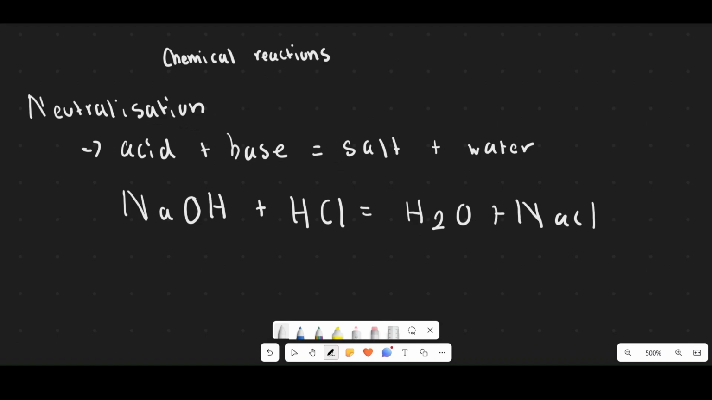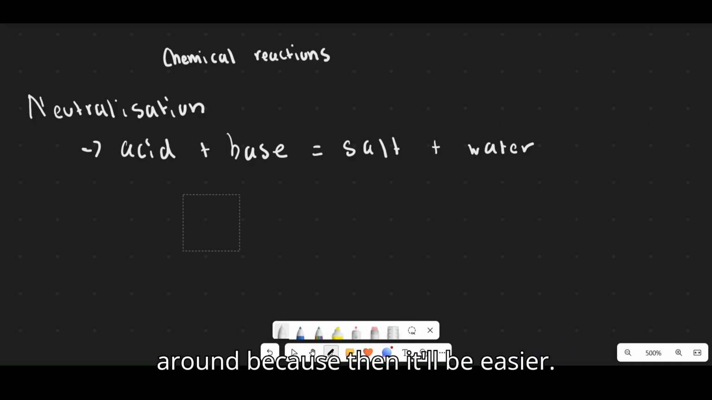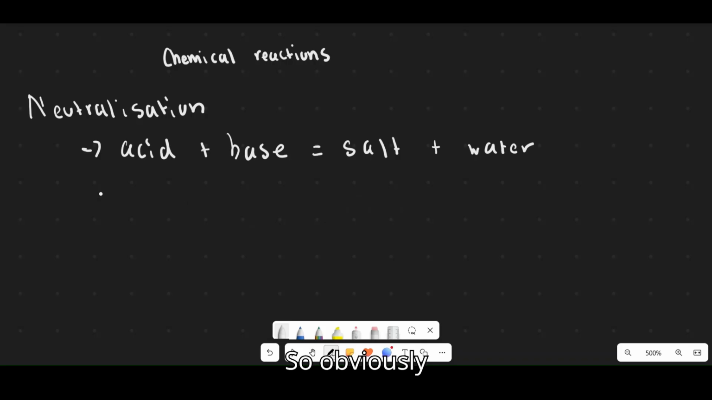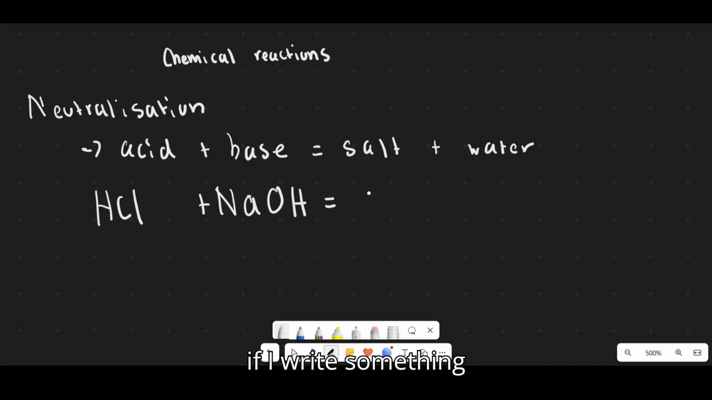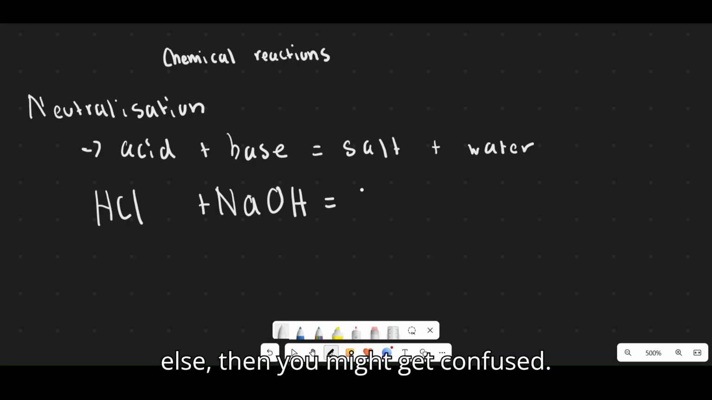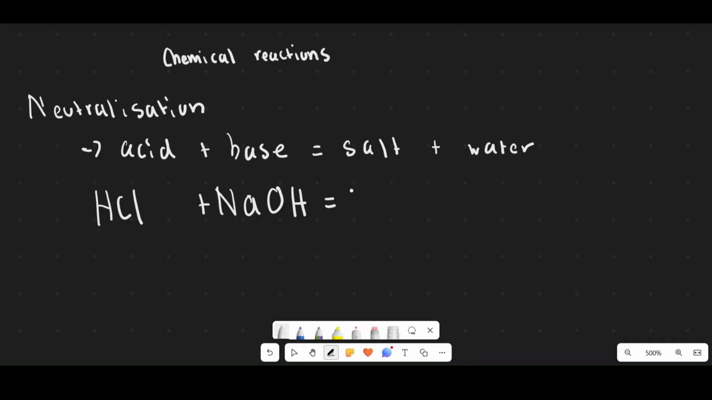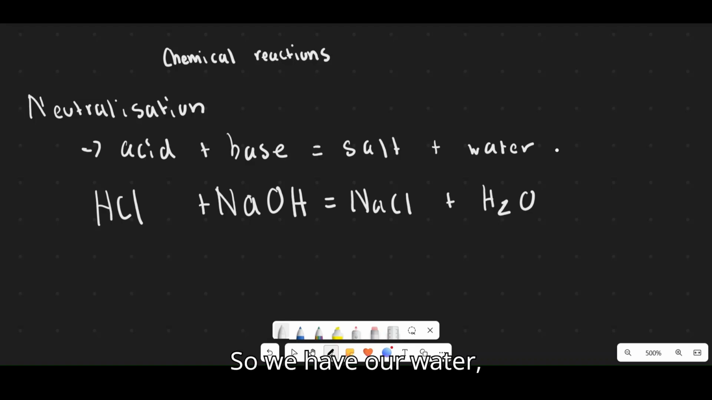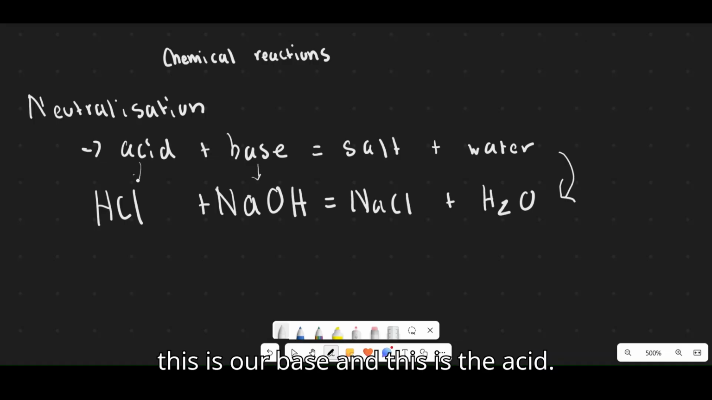By the way, let me switch this around because then it'll be easier. So obviously, HCl is an acid, so if I write something else, then you might get confused. So we have our water, this is our base, and this is the acid.